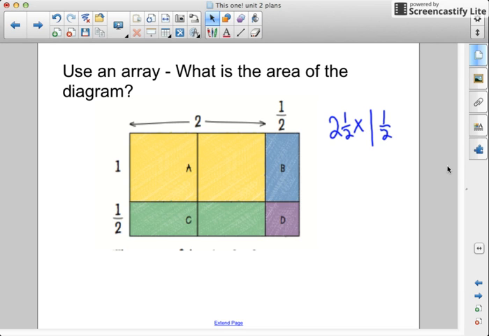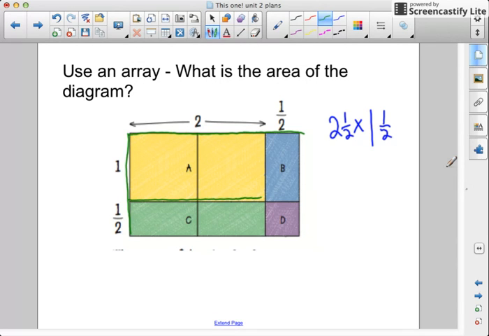We're going to go over multiplying and dividing mixed numbers. Now for multiplying mixed numbers, you can do an area model to do your multiplication. So this question shows 2.5 multiplied by 1.5. So you put your 2.5 on the top, your 1.5 down the side, and see what your area is inside.